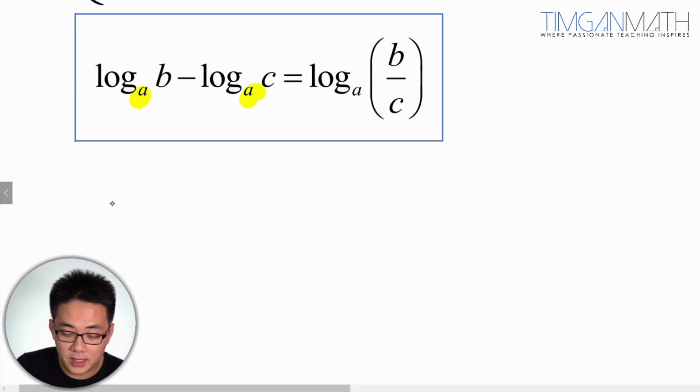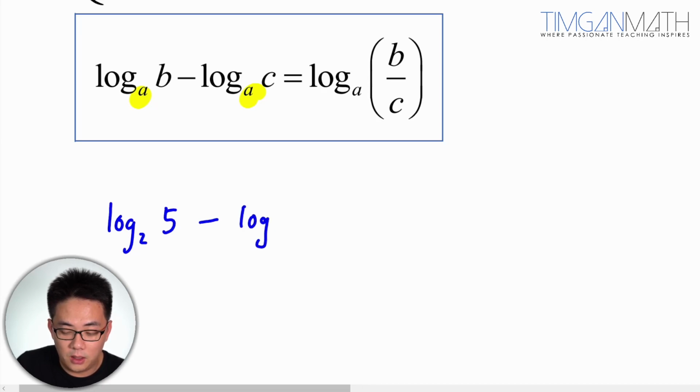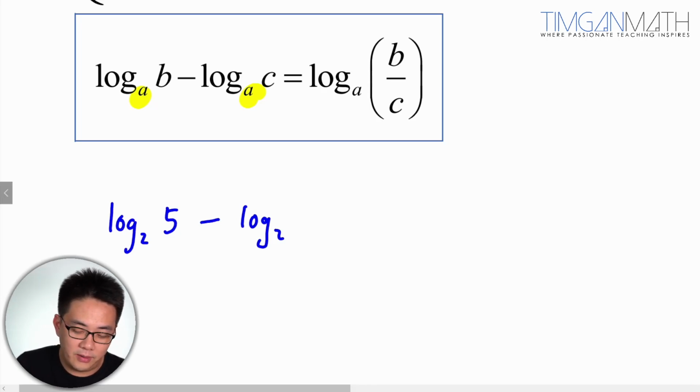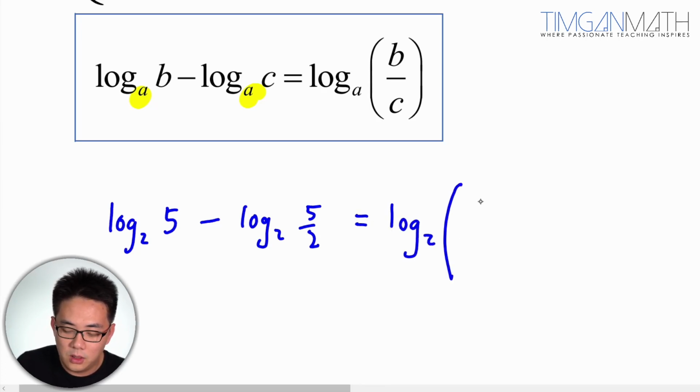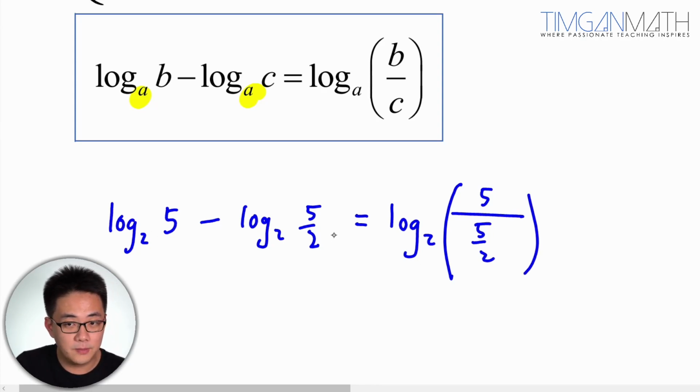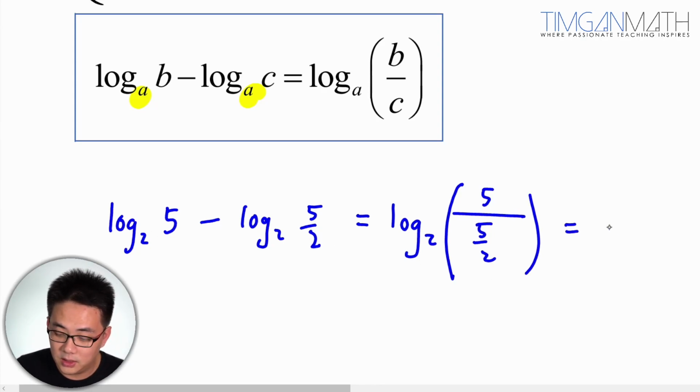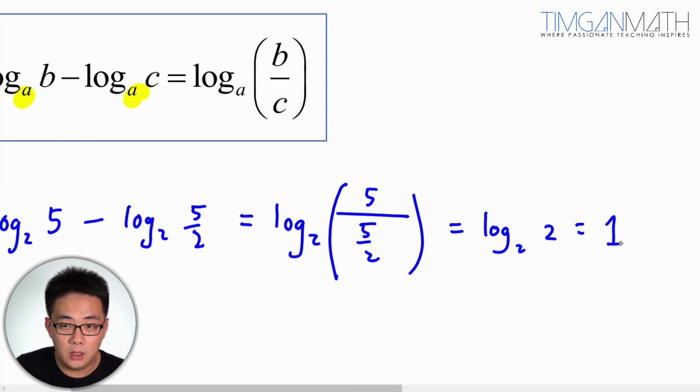So in other words, say I put log base 2 of 5 minus log base 2 of 5 over 2, okay. In this case, what I'm going to get is log base 2 of 5 divided by 5 over 2, so b over c. Essentially this could be reduced, the 5 over 5 over 2 becomes 2, so this will just be 1. Right, log 2 is a special angle here, so this is how you simplify it.